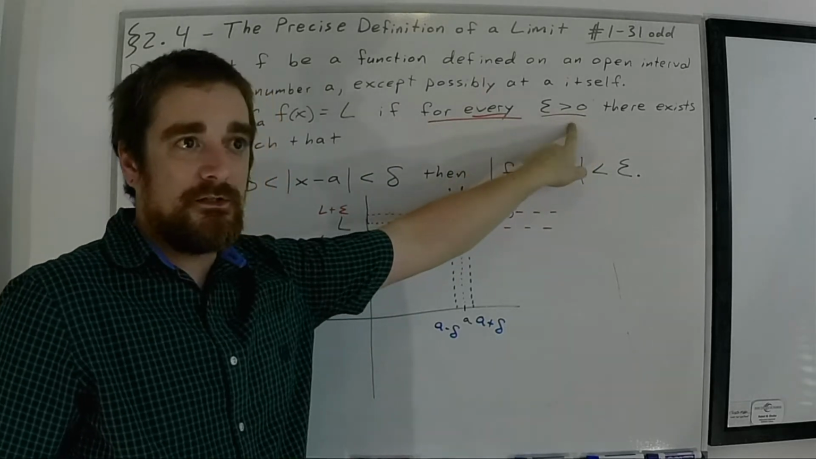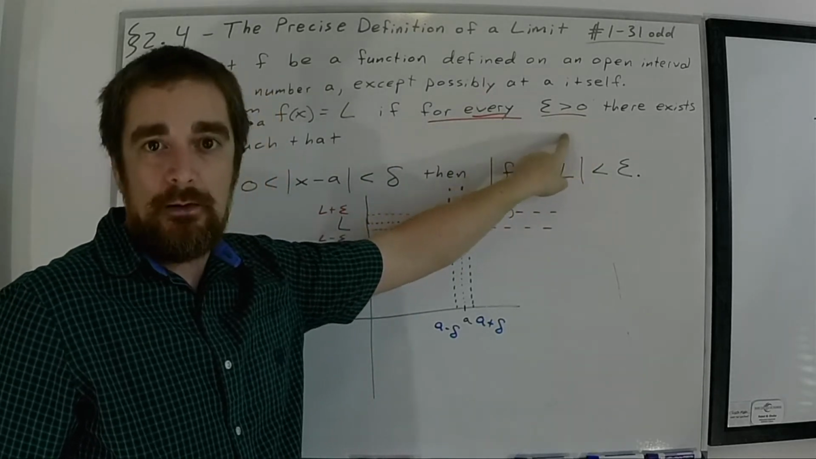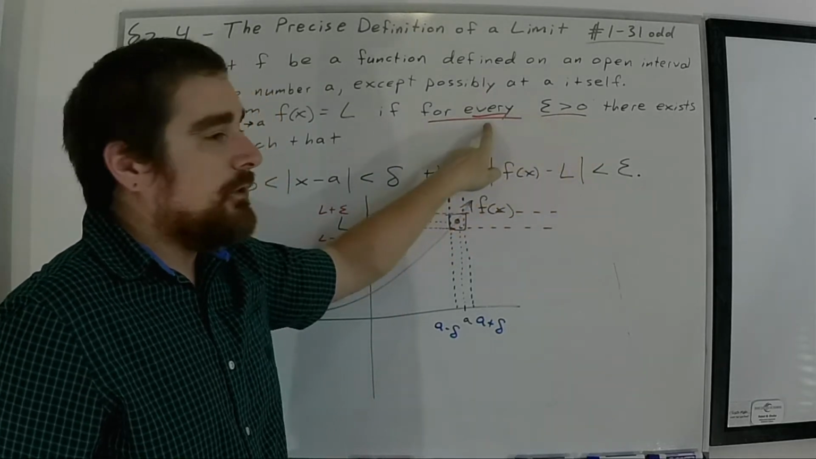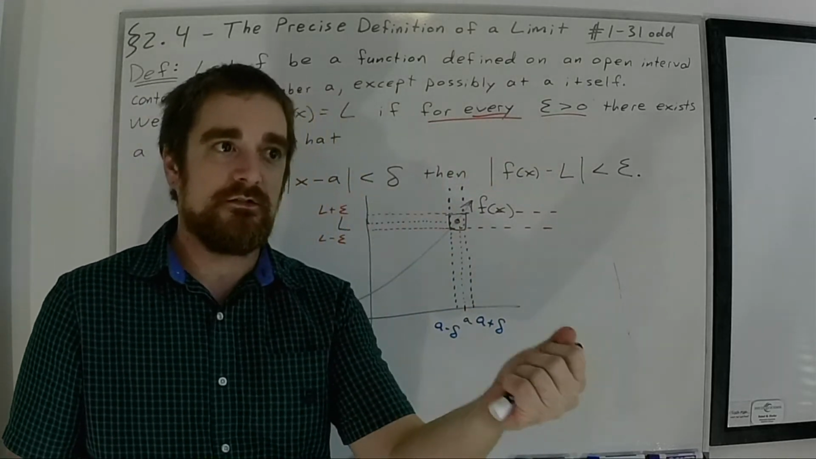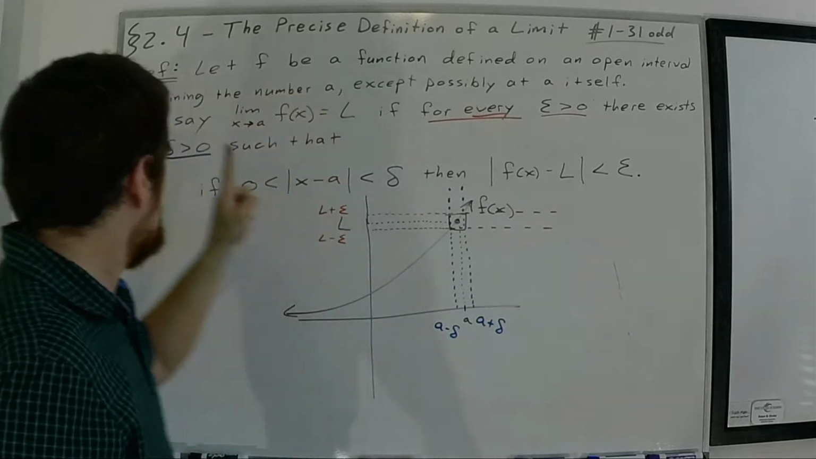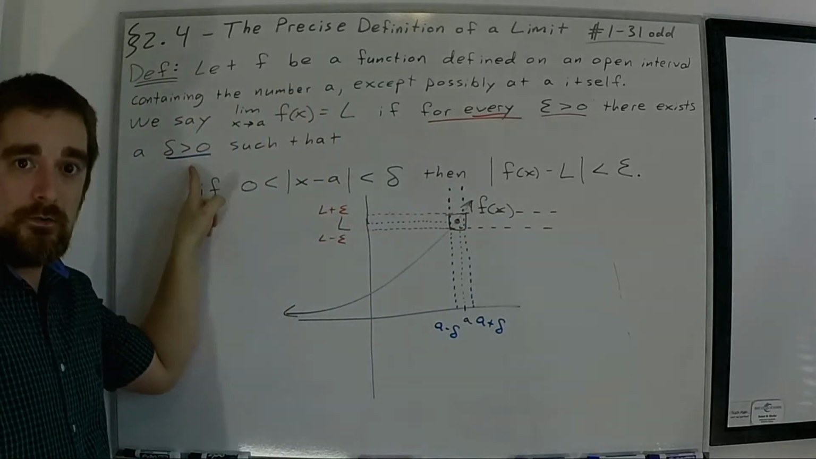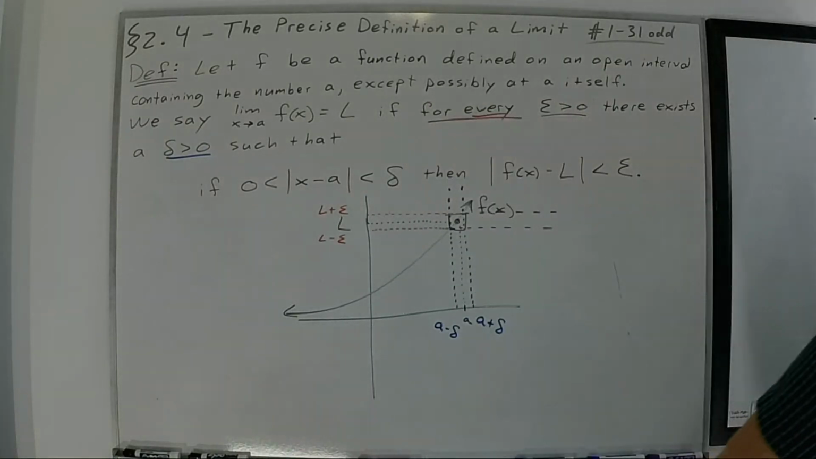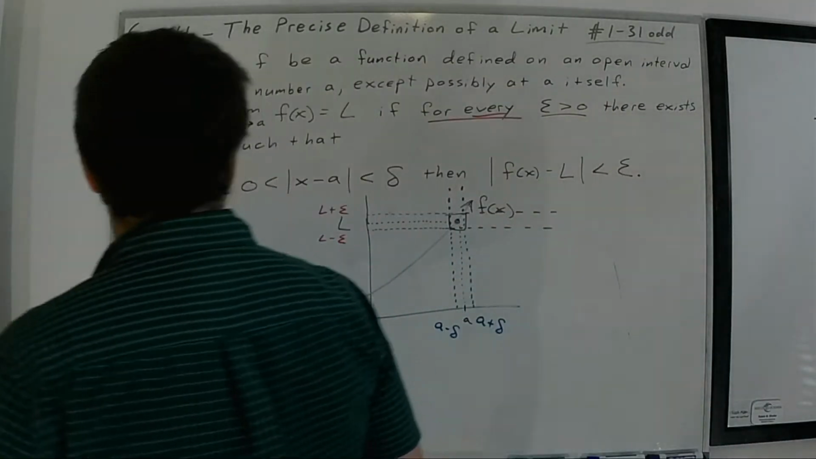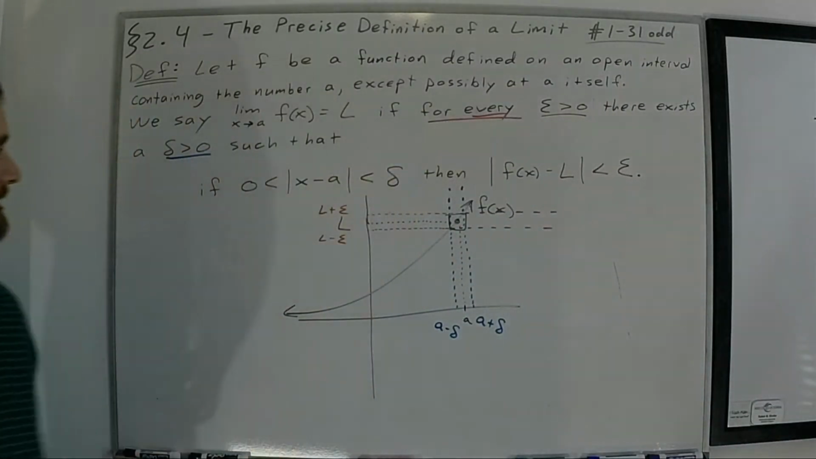So epsilon's like the boss, right? You don't get to pick epsilon. You have to show it for every epsilon. So epsilon is the boss and says, I need this, do it by Friday, right? And then it's up to us to come up with a way to work that out and get it done by Friday. So epsilon's the boss. You're not picking an epsilon. You have to show it for every epsilon.